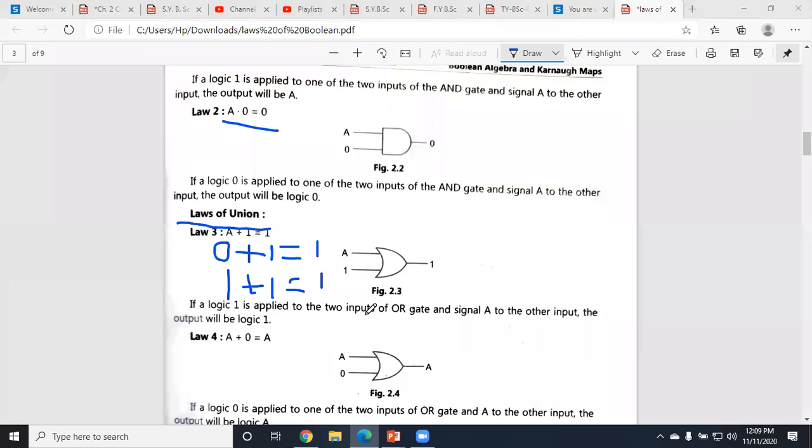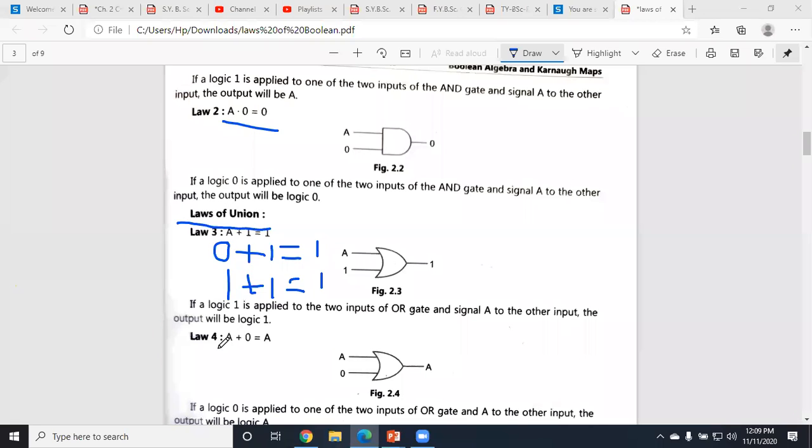Here which gate did I use? OR gate. Why? Because the OR gate performs addition. Because we have to perform an addition operation here, and for addition we are using the OR gate. This is nothing but your law of union. This is the first law of union.